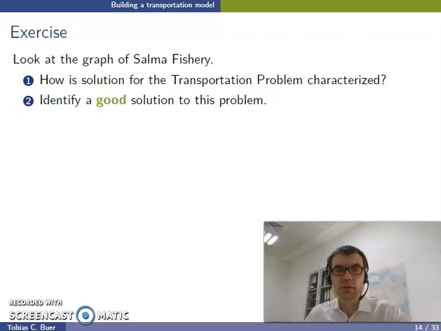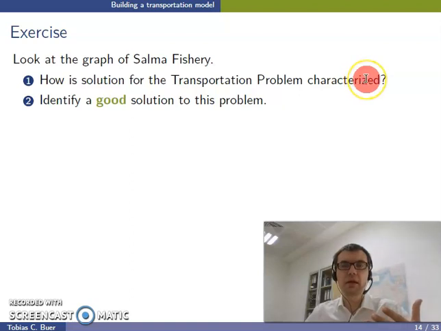What to do? First of all, try to understand how the solution to the transportation problem is characterized. What do you think would be a good solution? What do you think would be an acceptable solution? How should a solution look like? What do you expect as a solution? What would you consider a solution?